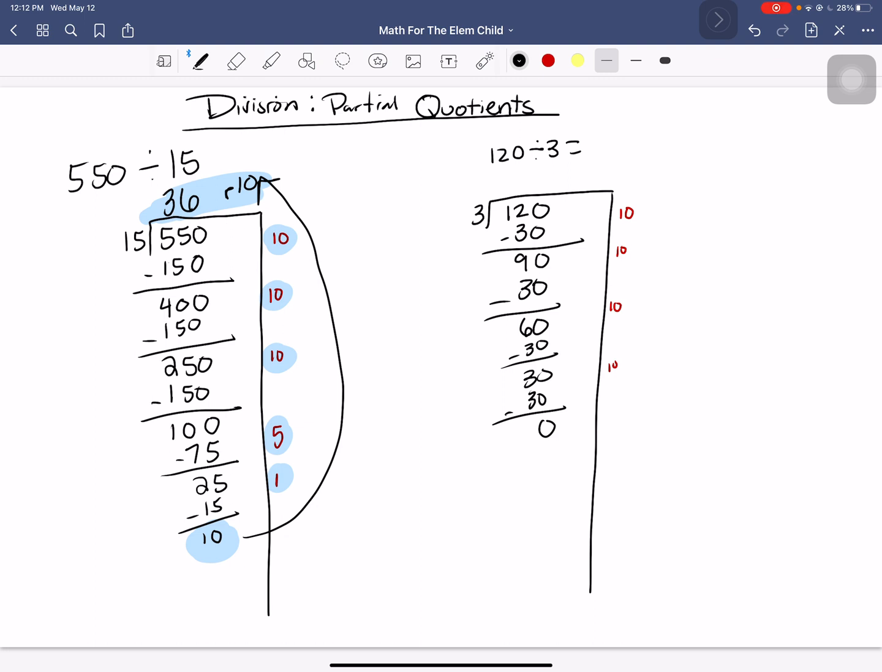What is ideal? And now all we do is count up what we have on the outside here. And that'll be our answer. So we have 10, 20, 30, 40. And our answer is 40. So 120 divided by 3 equals 40.